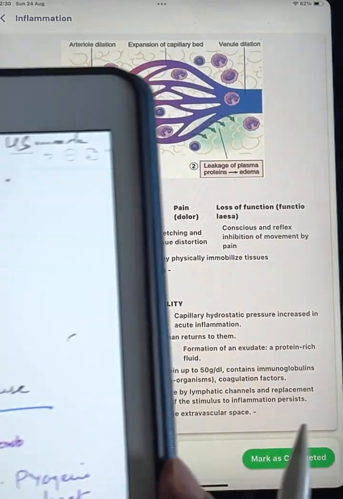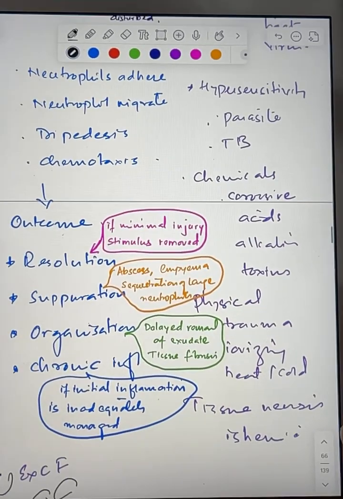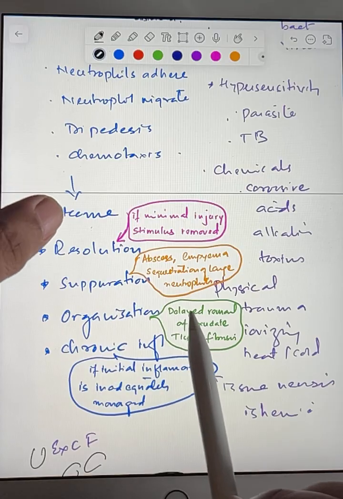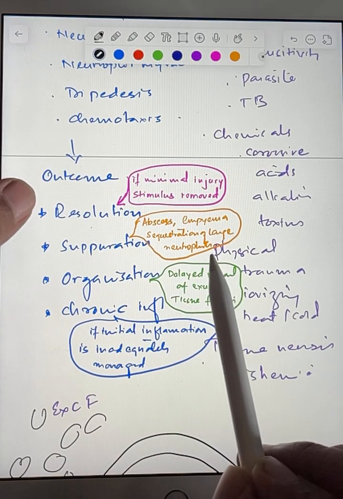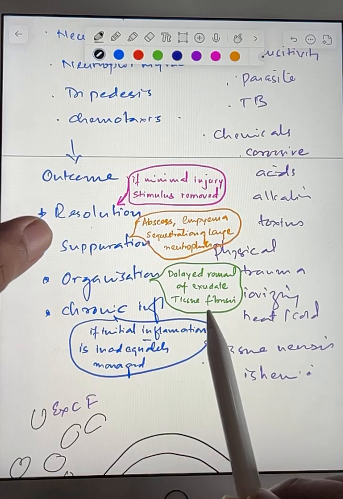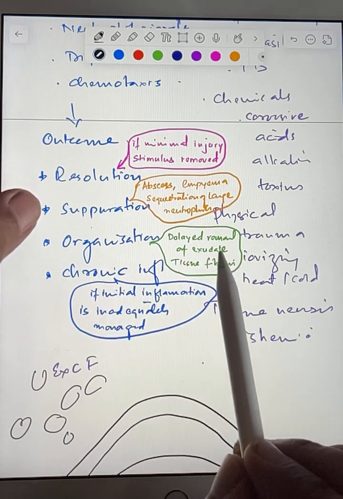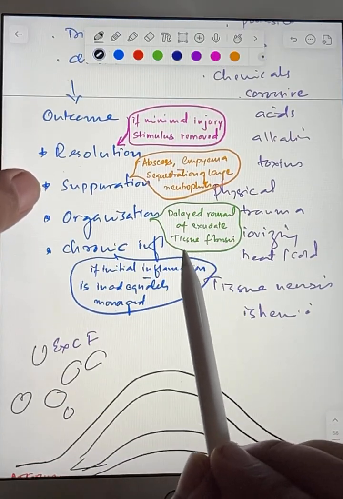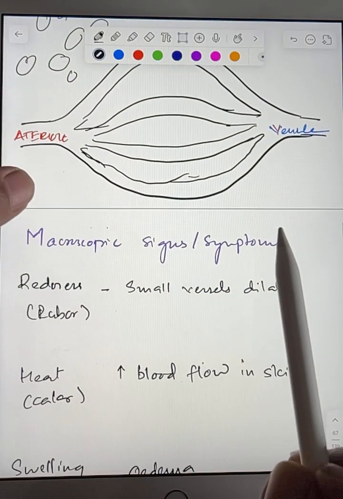Microscopic signs and symptoms of inflammation. The outcome may be resolution if the injury is minimal. If there is abscess, empyema, or accumulation of large numbers of neutrophils, that is suppuration. With delayed removal of exudate, there is tissue fibrosis, and it converts into chronic inflammation.